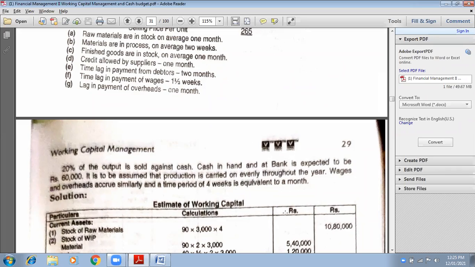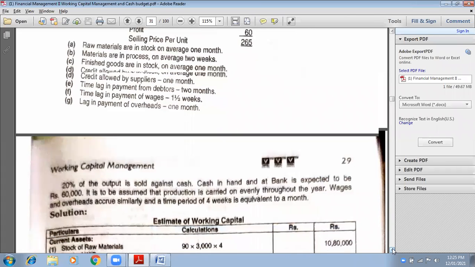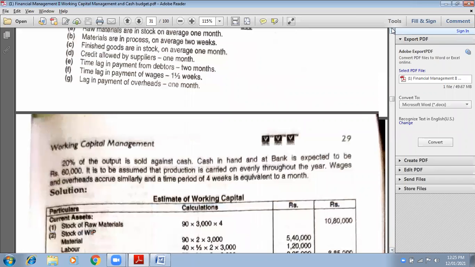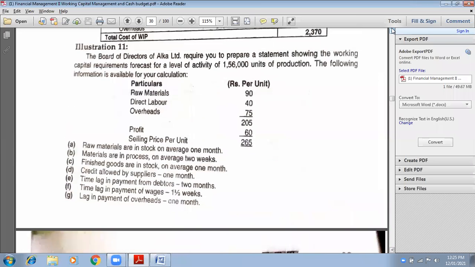So we need to convert months into weeks. That would be easy for us, because in the last line they say the period of 4 weeks is equivalent to a month. That means they are asking you to work according to weeks. Is it clear? Shall we start? Okay, start with the solution part.